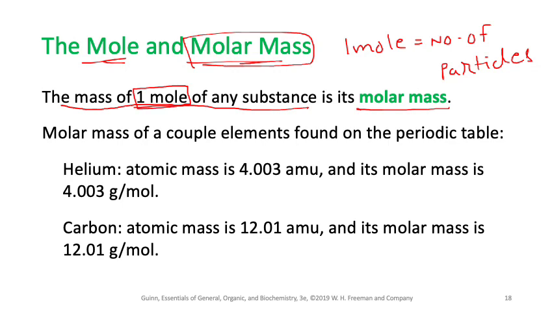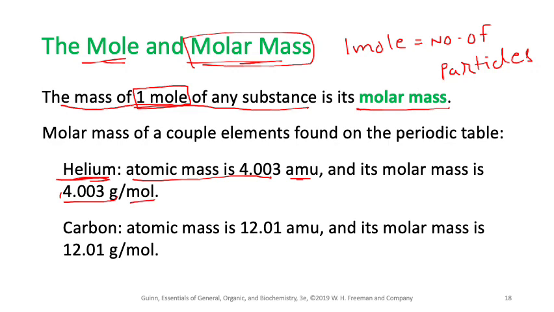So let's take an example. Molar mass of a couple of elements. We're going to take some examples from the periodic table. So let's take the first example as helium. The atomic mass that is given on the periodic table for helium is 4.003 AMU. Then its molar mass is 4.003 grams per mole. So remember this thing.